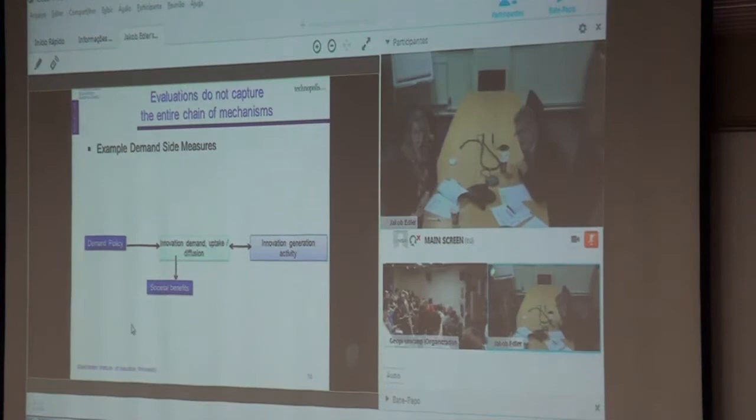What this policy does, it wants to support, as I said in the middle in this chart, innovation demand, the uptake and diffusion of the innovation. That then has two effects. One is it has societal benefits. We have less carbon emission. That's one societal benefit. We have cleaner cities, whatever it is. But the other effect is an indirect effect that, through this kind of diffusion, we also trigger innovation-driven competition and it triggers even more innovation for the next generation. That is, in a way, the idea of many of these demand policies.